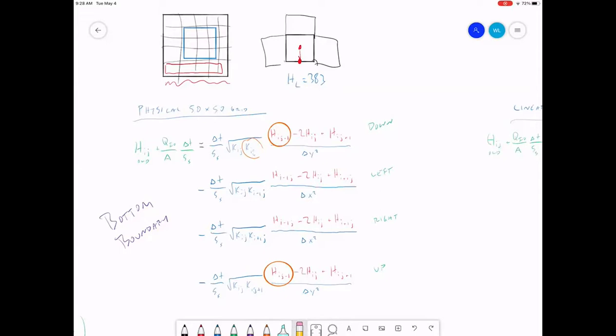Now, K_{i,j} times K_{i,j} is K_{i,j} squared. The square root of that is just K_{i,j}. So what ends up happening is our term here just becomes K_{i,j}. Now, H_{i,j-1}, we can replace that with our H lower value here. We can take out our H_{i,j-1}s and replace that with H lower.